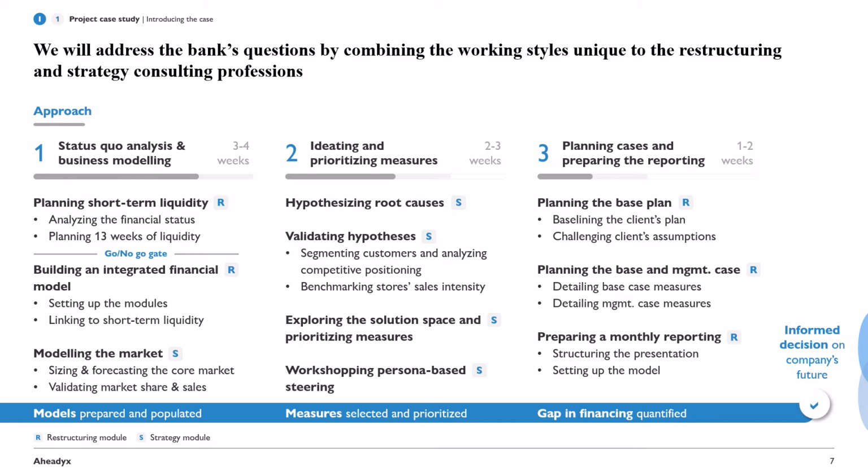Planning the base and management case, that's about quantifying the measures that we came up with in phase 2. The difference here is that the base case usually contains the cost-cutting measures and liquidity measures, so things that you can readily do, whereas the management case is more daring and more about sales improvement measures, so things that are not necessarily that much under your control. And finally, as the third work package, we will prepare the monthly reporting, set up a presentation and a model for that, so that we can track if the measures are really working, and this then will conclude the project.